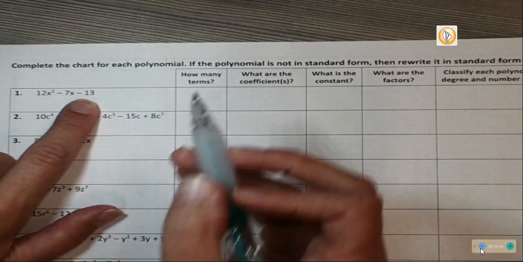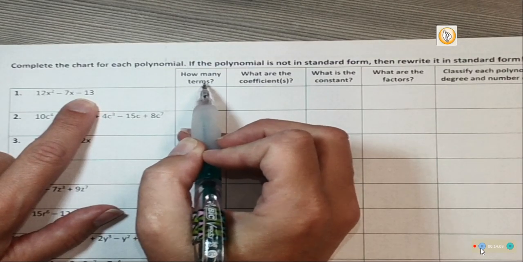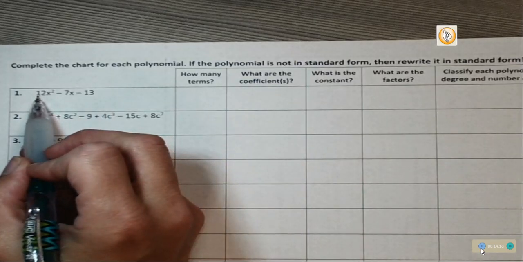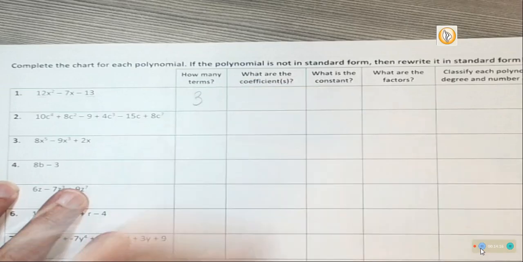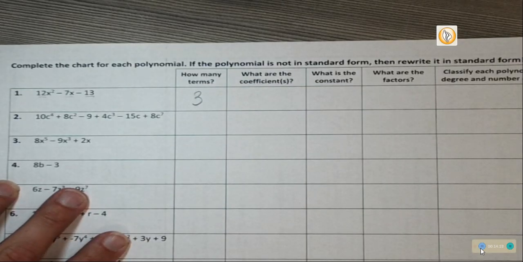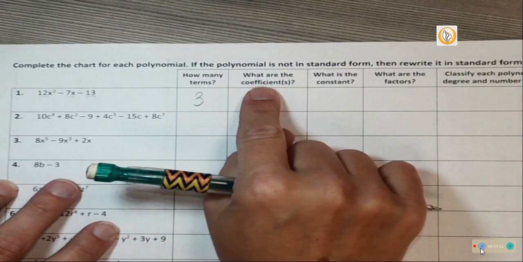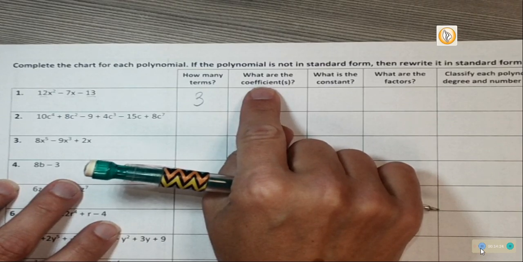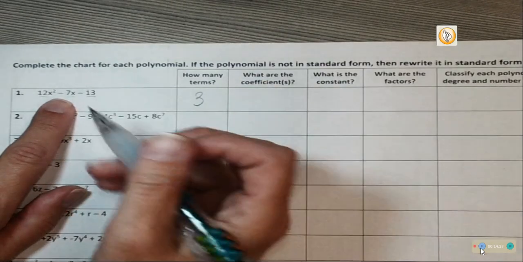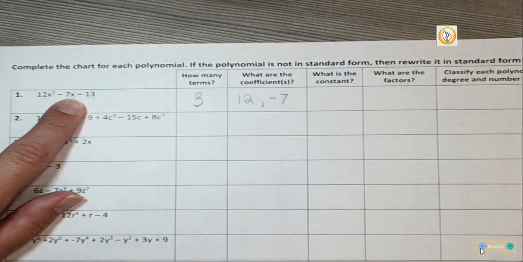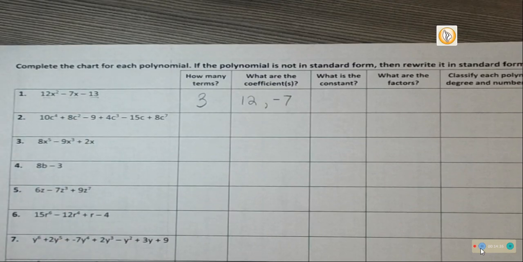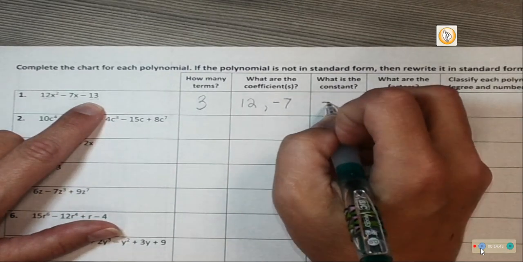All right, so terms are separated by plus and minus signs. So how many terms am I looking at? 1, 2, 3, because even the constant counts as a term. So I do have 3 terms. If I ask you what are the coefficients, where do we find coefficients? In front of a variable. So I've got 2 variables. So what's this coefficient? 12. And then I've got a negative 7. Very good. What is a constant in general? A number without a variable, by itself. So do you have a constant? Yes, you've got old negative 13 right there.